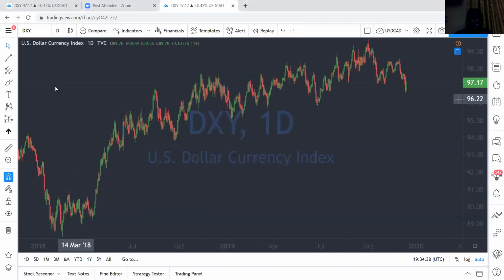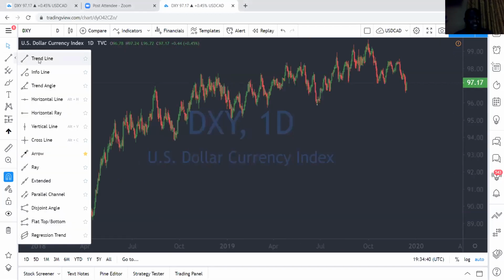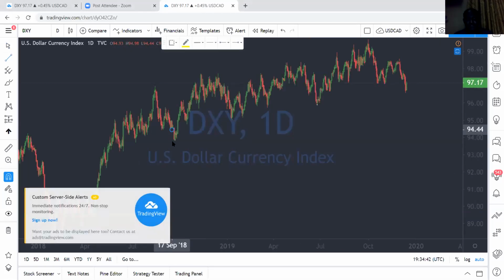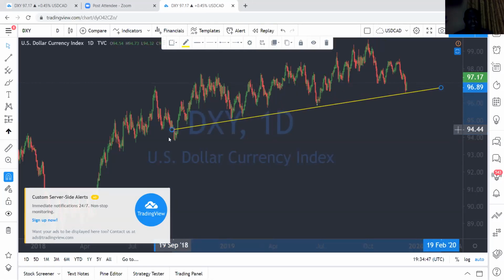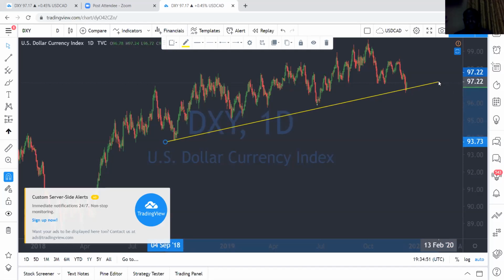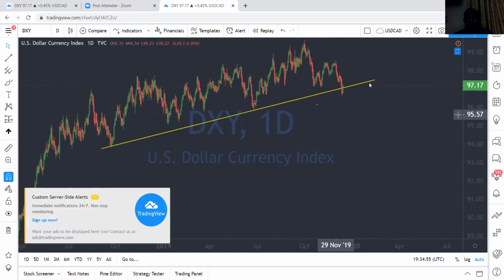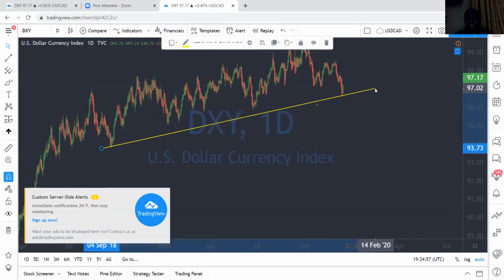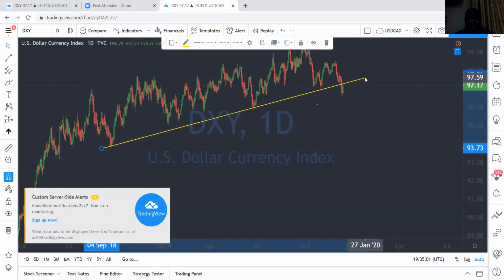Okay, so now let's start our analysis with DXY. See this trend line? DXY is respecting this trend line, guys. See it? Yeah, it's how I draw my trend line. Some people will say you must bring it to this place. No way. I don't do mine like that. I do it on average.